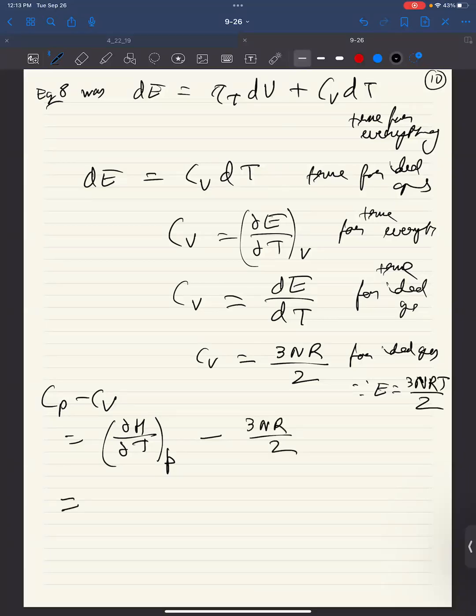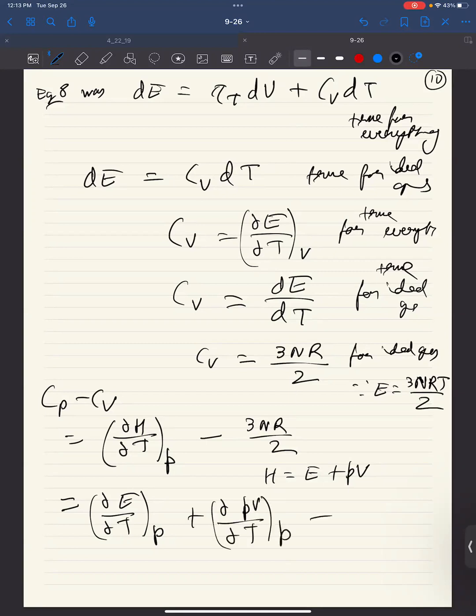What is H? H is equal to E plus PV. I know I'm going through this a bit fast. Go through it, and if it's not clear, send me a Slack message and I will do this part again. But if you go through it, I promise you all have already done harder stuff. Since H is equal to E plus PV, this becomes partial E by partial T at constant pressure plus partial PV by partial T at constant pressure minus 3nR by 2.